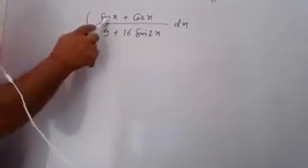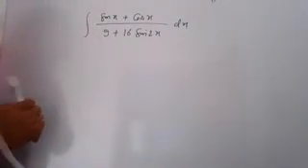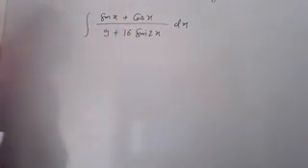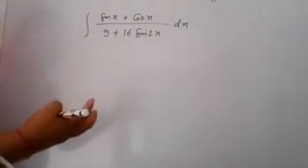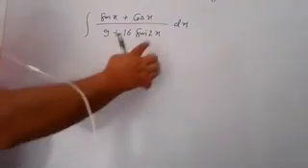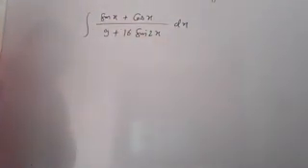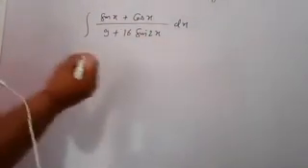So the integration of sin x is what? Minus cos x. Integration of cos x is what? Sin x. Understand? So here, you take minus cos x plus sin x and reduce sin 2x in that form. Understand? So just listen very carefully.